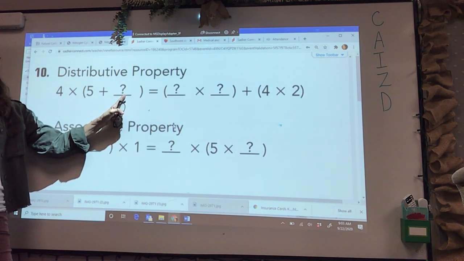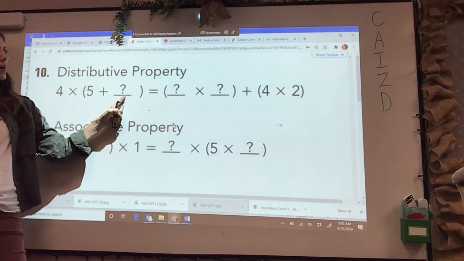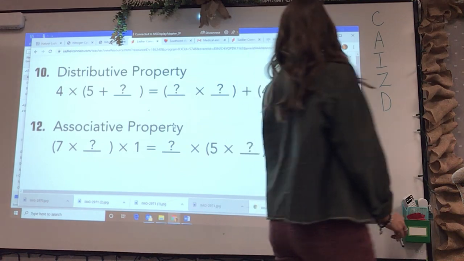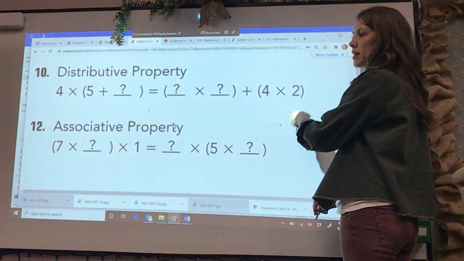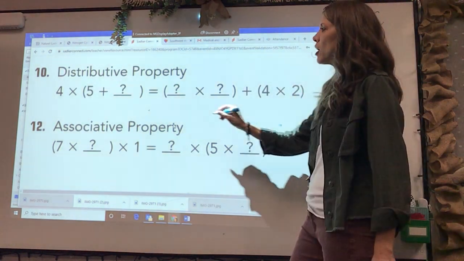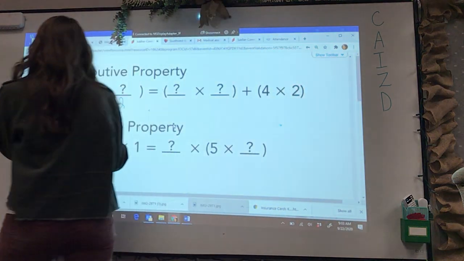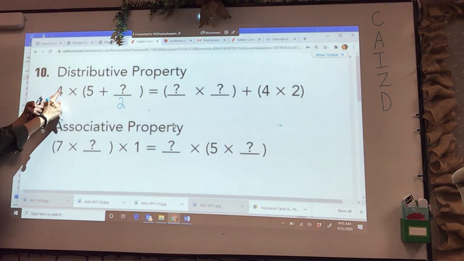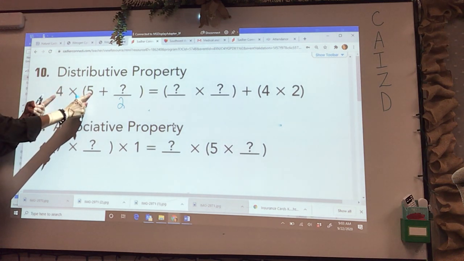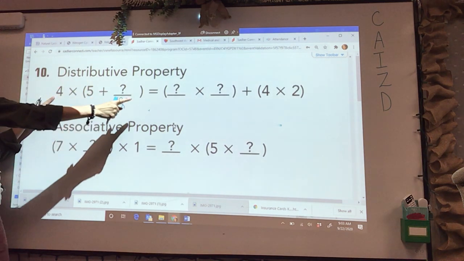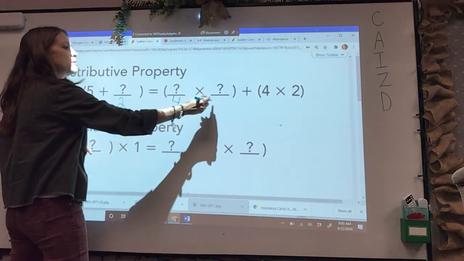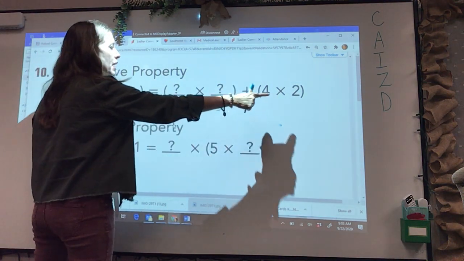Eli? Look over here and see what is in the problem. You think, okay, if I put this 2 here, and now I distribute it, what would the distributive property say? That would say 4 times 5 plus 4 times 2. Can we fill that in? 4 times 5 plus 4 times 2.